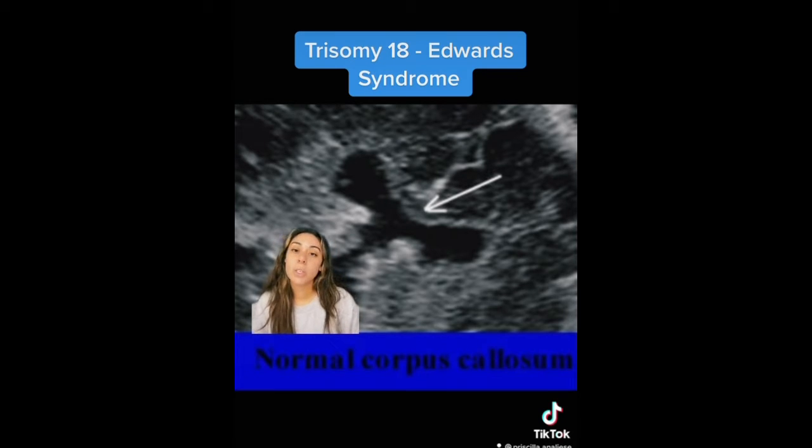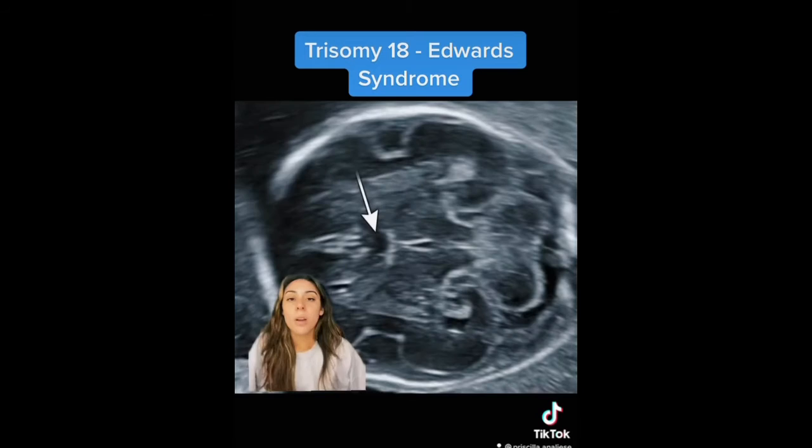This ultrasound image here has a normal corpus callosum. But when it comes to trisomy 18, one of the physical features has to do with the agenesis of the corpus callosum, which basically means it's not there. So as you can see, you don't see that anechoic structure in the middle.